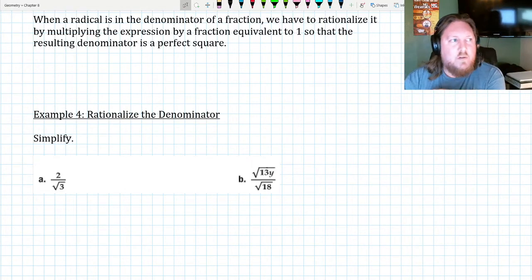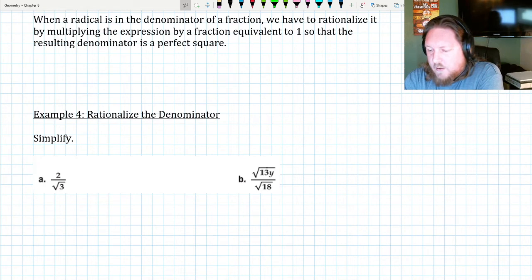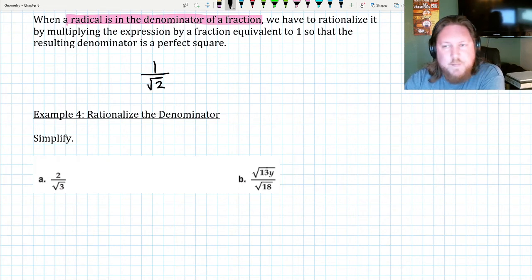When a radical is in the denominator, remember this is one of the three things that we have to take care of if we want to simplify a radical expression. So when the radical is in the denominator of a fraction, I have to do something with it. I think the example I had is 1 over root 2 is no good. So I want to get rid of that radical. I want it to be a whole number in the bottom.